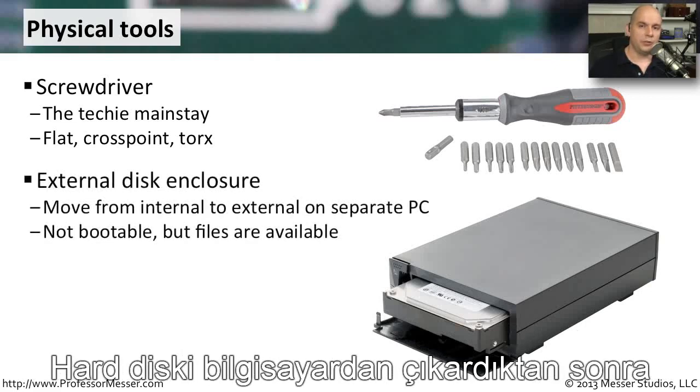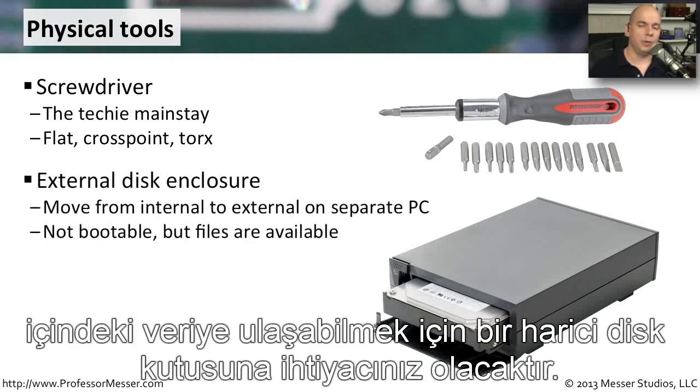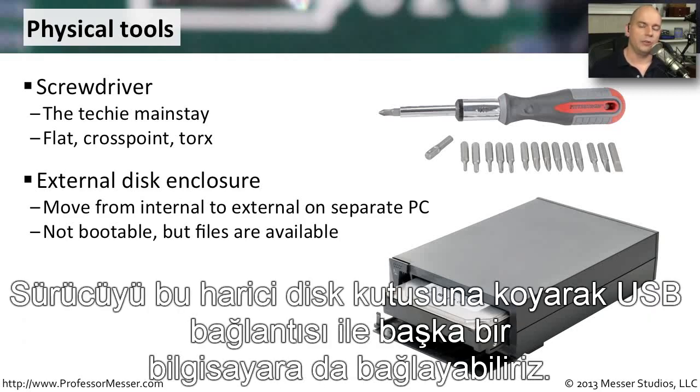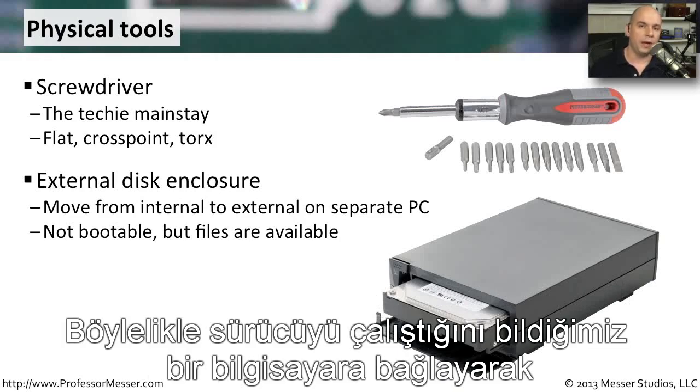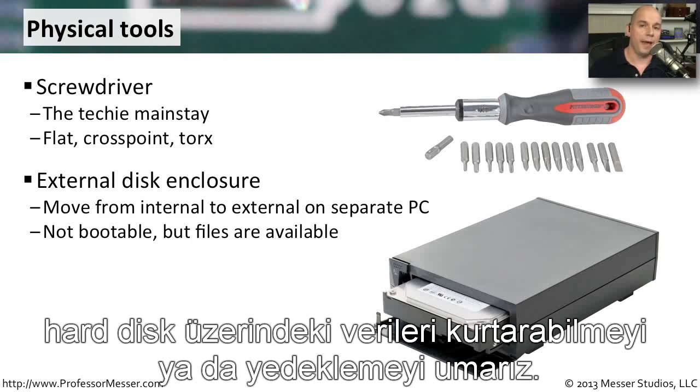If we've removed a drive from inside of a computer, but we'd still like a way to access that data, we might want to use an external disk enclosure. We can put our drive into this disk enclosure, and we're usually connecting it to our computer through an interface like a USB connection. That way we can move the drive to a computer that we know is working, and hopefully we can recover or back up the data that's on that hard drive.